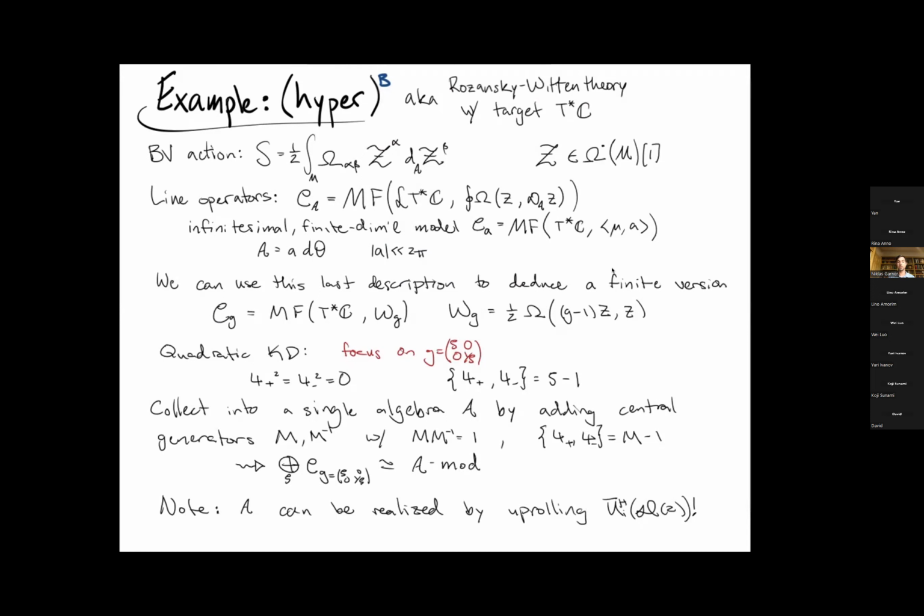So in this way, we see that the direct integral over these zetas, which are C star valued, this direct integral of matrix factorization categories, is equivalent to modules for the algebra A. The really fun thing is that this algebra A can actually be realized by a process known as unrolling of a quantum group. In particular, the unrolled restricted quantum group at q equals i for SL2.